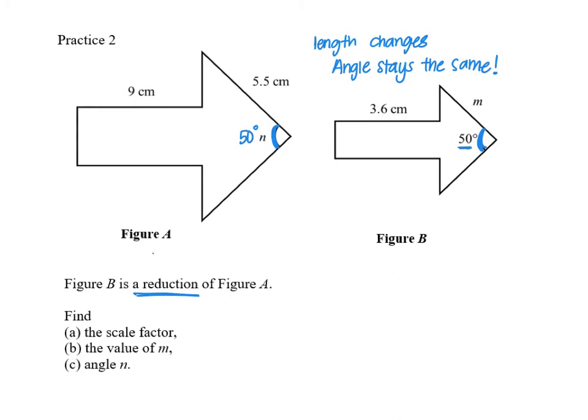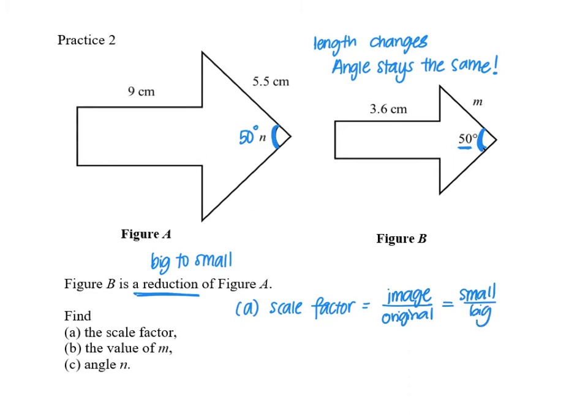Now in the figure, B is a reduction of figure A. Reduction meaning the scale factor will make the diagram change from something that is big to something that is small. Part A, find the scale factor. Scale factor is given by the length of the image over the length of the original. Now the image. What is the image? Is it the bigger or the smaller one? It's actually the smaller one because there's a reduction.